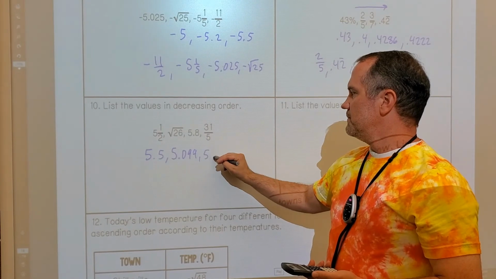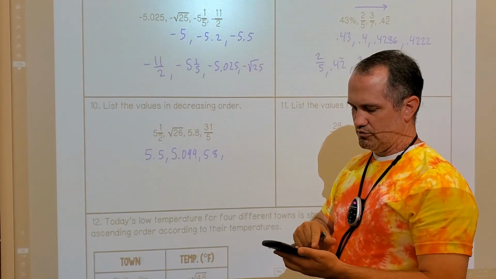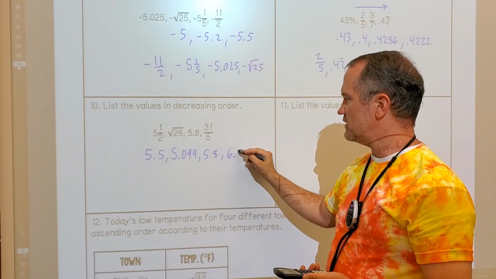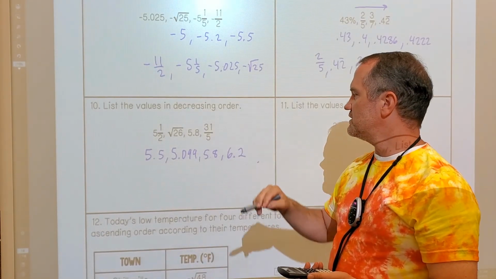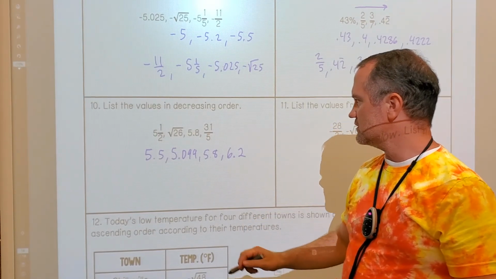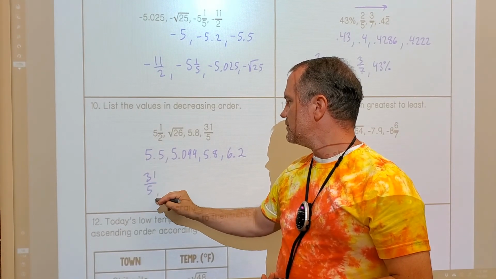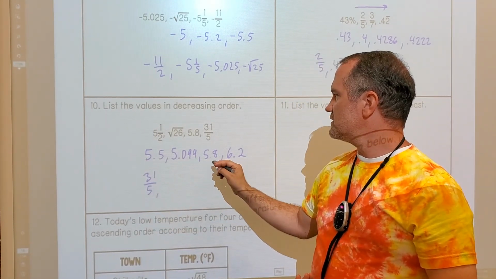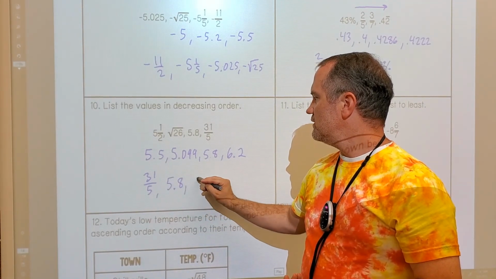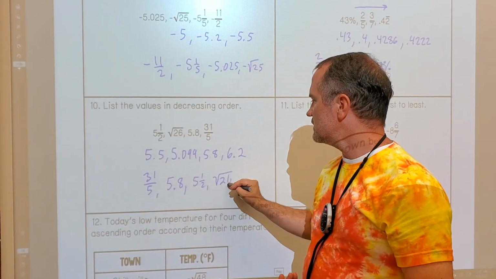5.8. And then 31/5 would be 6.2. I was pretty sure, but I wanted to not mess it up. Decreasing, so biggest to smallest. 31/5 is the biggest. Next biggest is 5.8, and then 5.5, and then square root of 26.